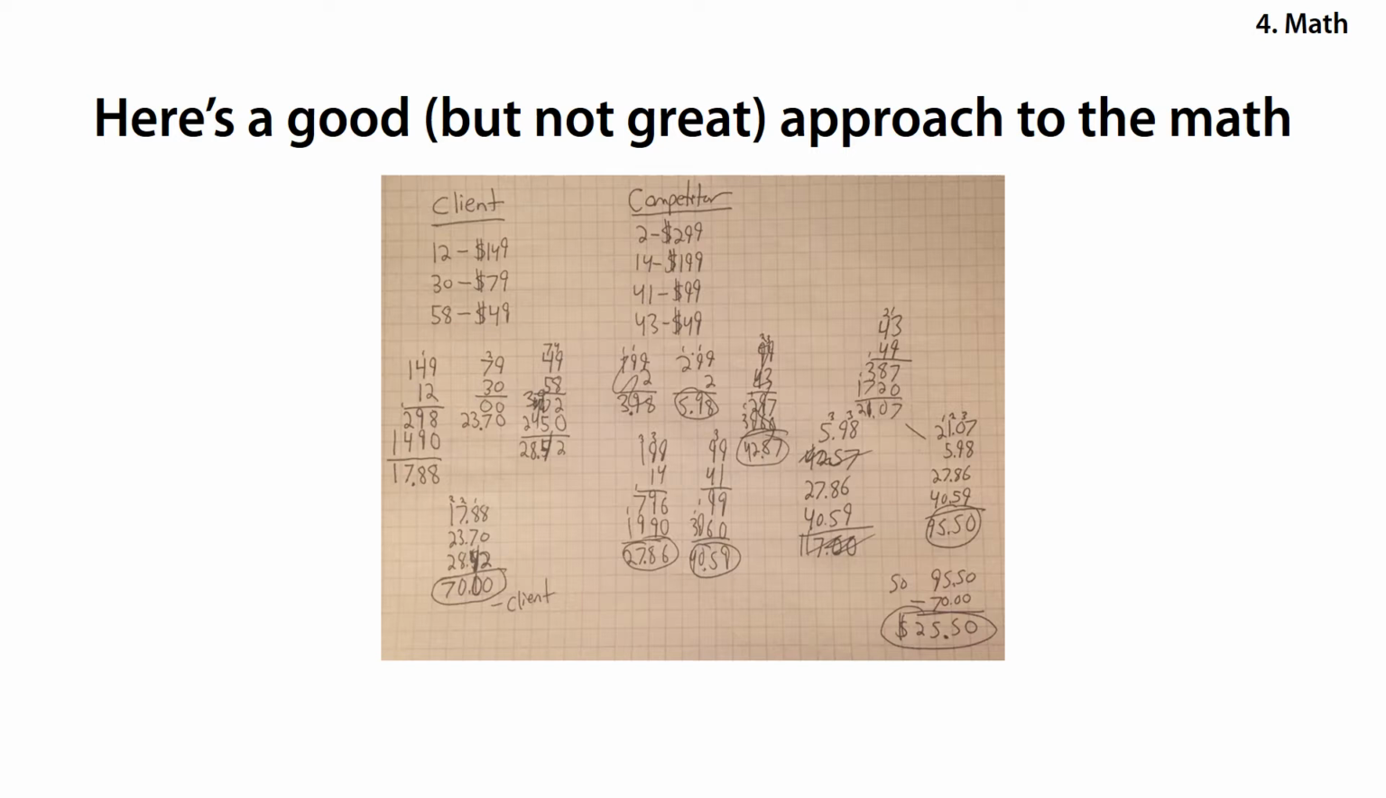So I'm getting 2% at $299. I'm getting 14% at $199. They're getting 41% at $99. They're getting 43% at $49. Okay, so then I'm just going to have to do a weighted average for the client, and then I'll have to do a weighted average sum for the competitor, and then just take the difference of the two to get the increase in average revenue per user.